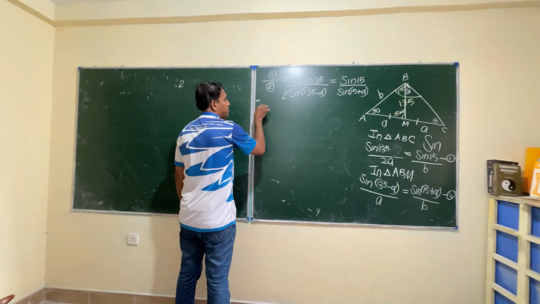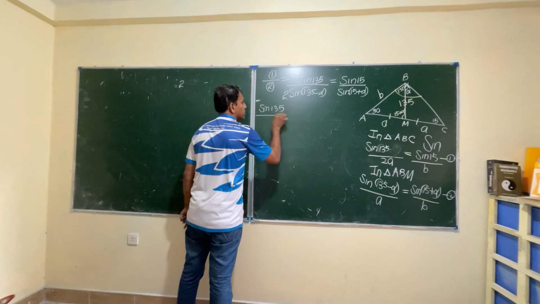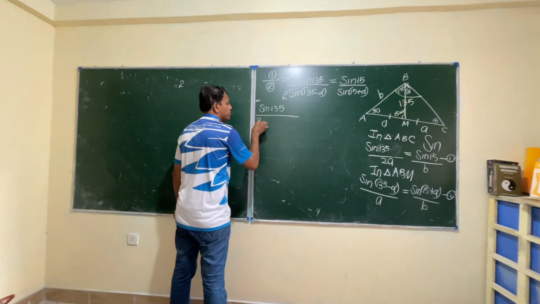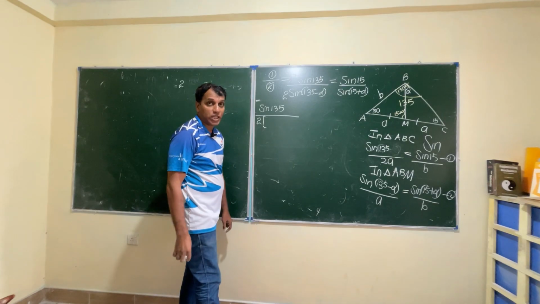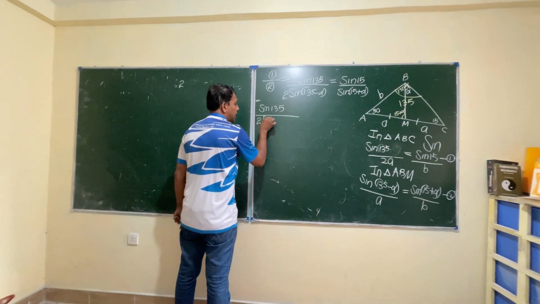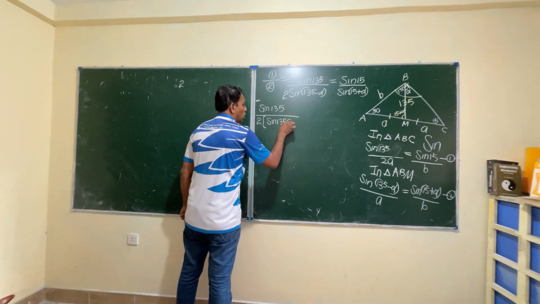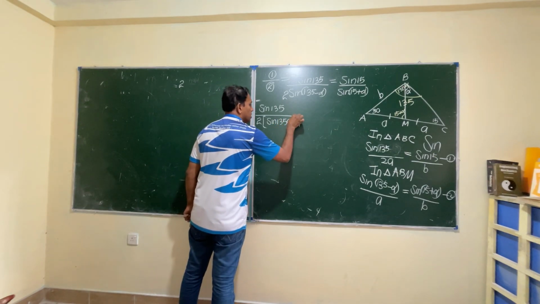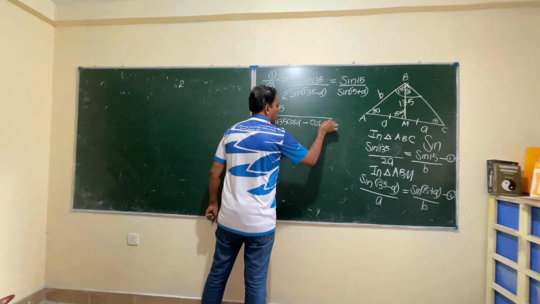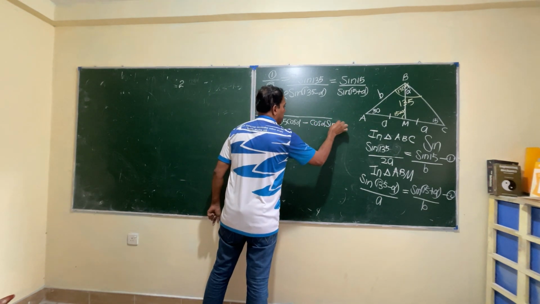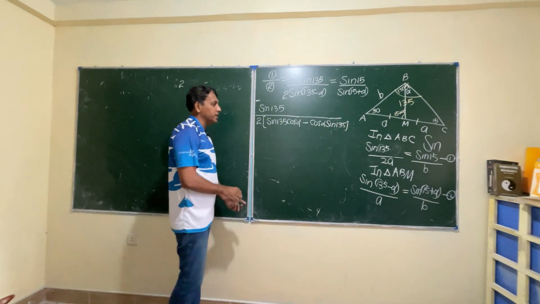Okay, sine 135. Can I simplify sine a minus b using the addition formula? Sine a minus b equals sine a cos b minus cos a sine b. Okay, sine a minus b, right?